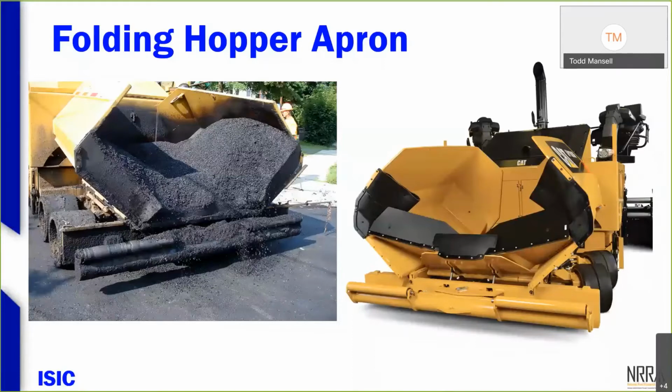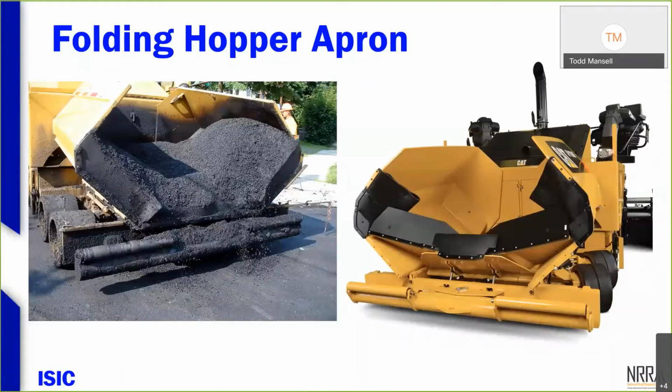We do run into problems when we get into the larger sized mixes. So when we get into the 3/4 inch, 1 inch mix, then I'm more on the recommendation of don't fold the hopper wings. And this technology is just a folding hopper apron. So you can see at the right side there, that folds up when you fold those wings to minimize, or eliminate, that spilling of material on the grade in front of the paver.